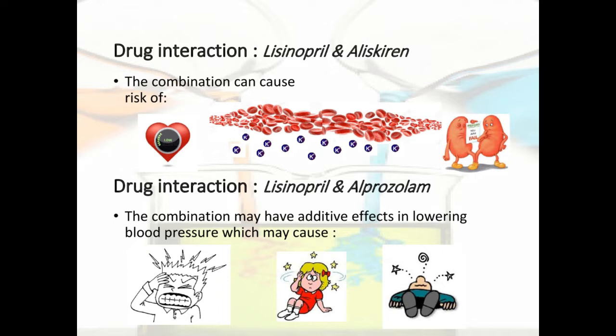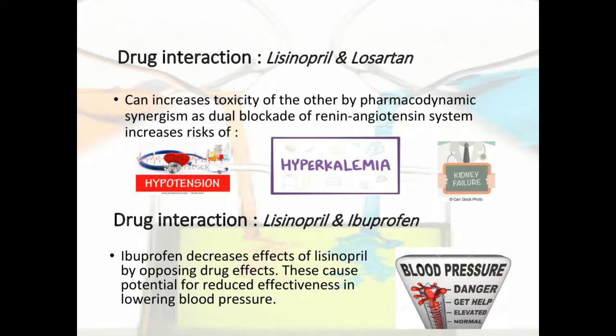For example, the combination of lisinopril and aliskiren can cause the risk of low blood pressure, increased blood potassium, and renal impairment. For lisinopril and alprazolam, the combination may have an additive effect in lowering blood pressure, which can cause headache, dizziness, and fainting. Lisinopril and losartan can increase the toxicity of each other by pharmacodynamic synergism, as dual blockade of the renin-angiotensin system increases risk of hypotension, hyperkalemia, and kidney failure. Ibuprofen decreases the effects of lisinopril by opposing drug effects. This causes potential for reduced effectiveness in lowering blood pressure.